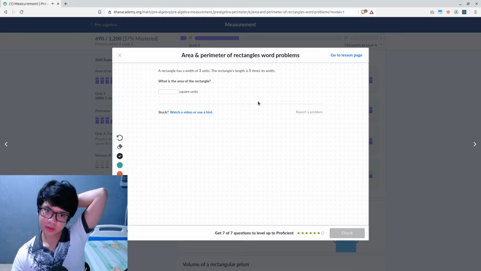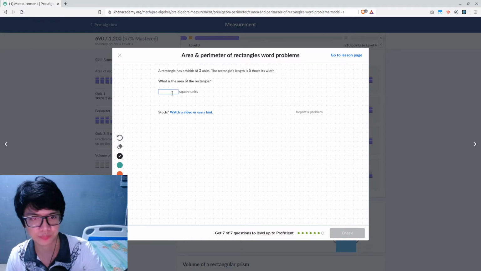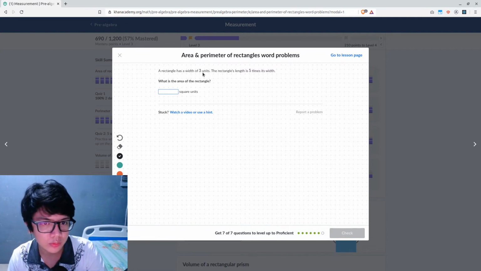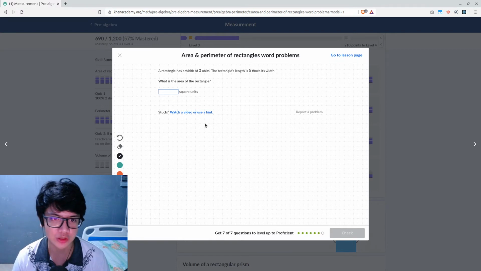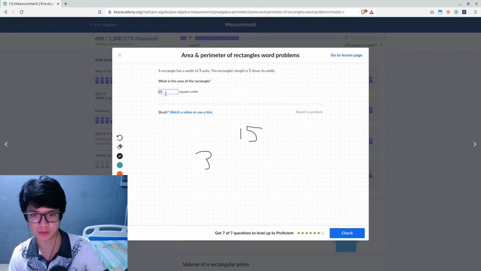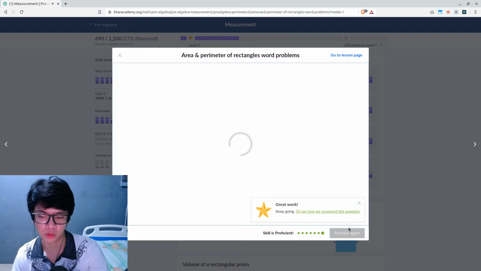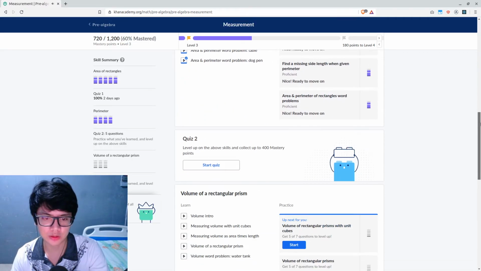A rectangle has a width of 3, length of 5. What is the area? Oh fuck, I almost did 3 times 5. The rectangle's length is 5 times its width. So we have 15 and 3, so it's gonna be like 45 for the area. Cool. Okay, let's do the quiz.